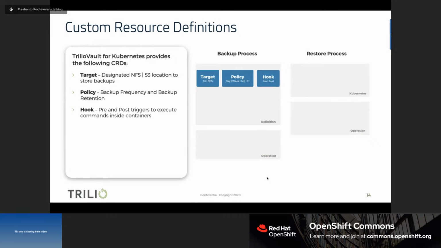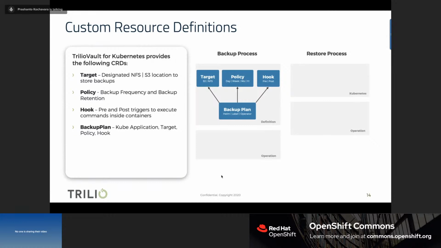And then we also have the concept of hooks. If you have stateful workloads like databases, you can quiesce the database and unquiesce it by using the pre and post hooks. Now, all these three custom resources are referenced within the backup plan. The backup plan is the overall definition of what you're backing up, where you're backing it up to, how often you're backing it up, and if there are any intricate injections that are needed as part of the application or multiple applications that you're backing up.